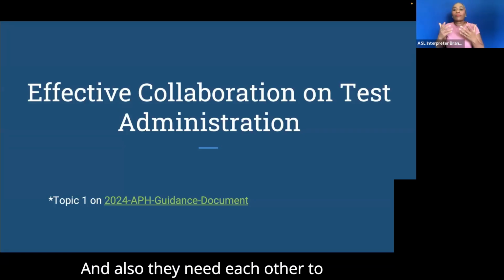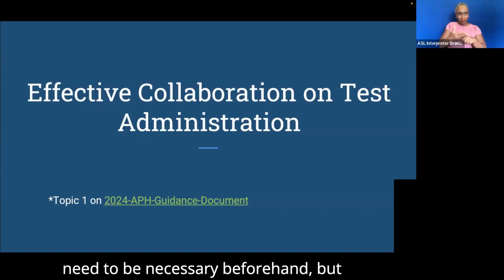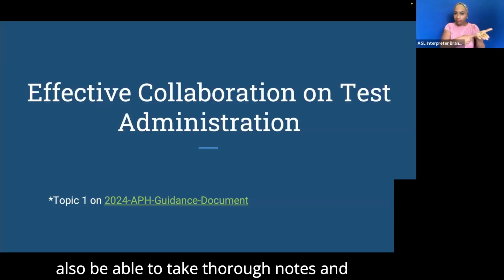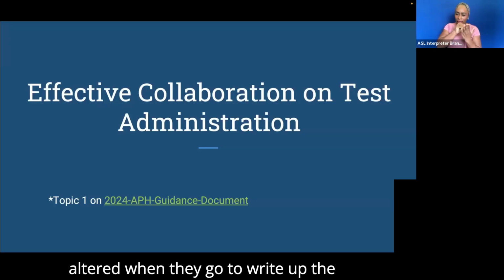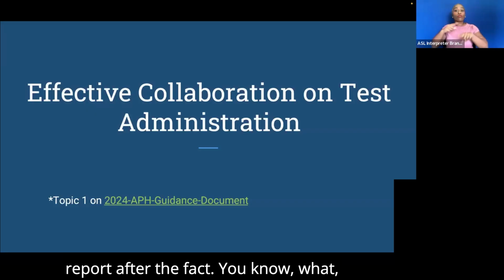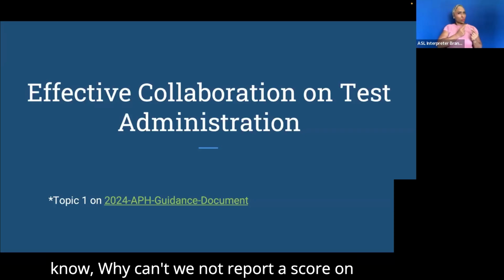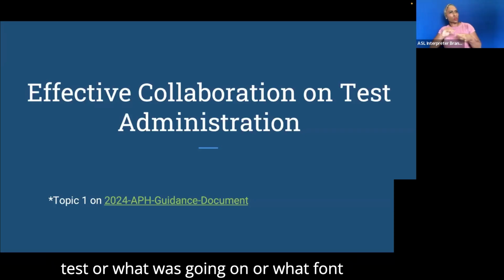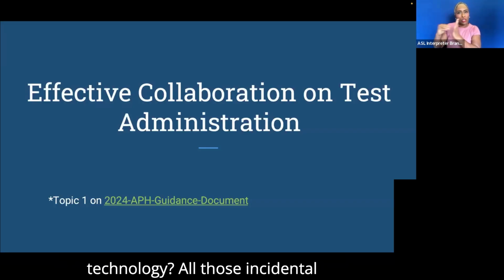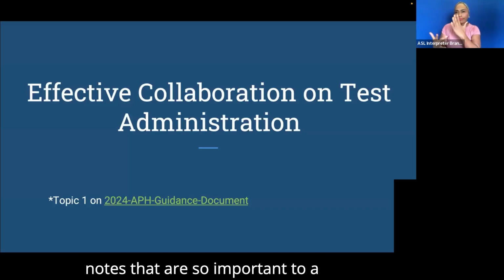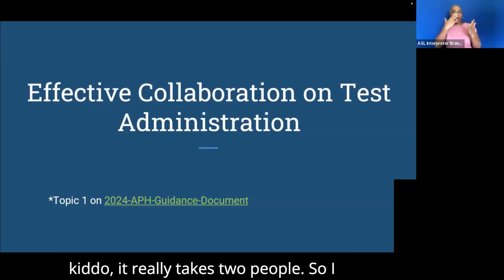And also, they need each other to think through what adaptations are going to be necessary beforehand, but also be able to take thorough notes and make adjustments on the fly during the testing situation. And remember what they altered when they go to write up the report after the fact. You know, how did we do it differently? Why can't we report a score on that, because it was a timed test, or what font size was the student using to access this, or what medium, what assistive technology, all those incidental notes that are so important to a really thorough report being written on a kiddo. It really takes two people.